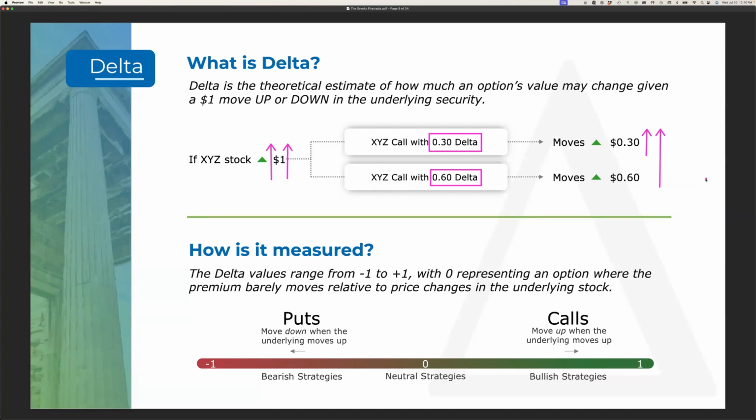Now, when we look at deltas, this is going to range between -1 and +1, depending on calls or puts. Calls will range from 0 to 1, and puts will range from 0 to -1, because calls move up when the underlying moves up, and puts move down when the underlying moves up, right? So puts have an inverse relationship to the underlying security. Calls have a positive relationship to the underlying security.